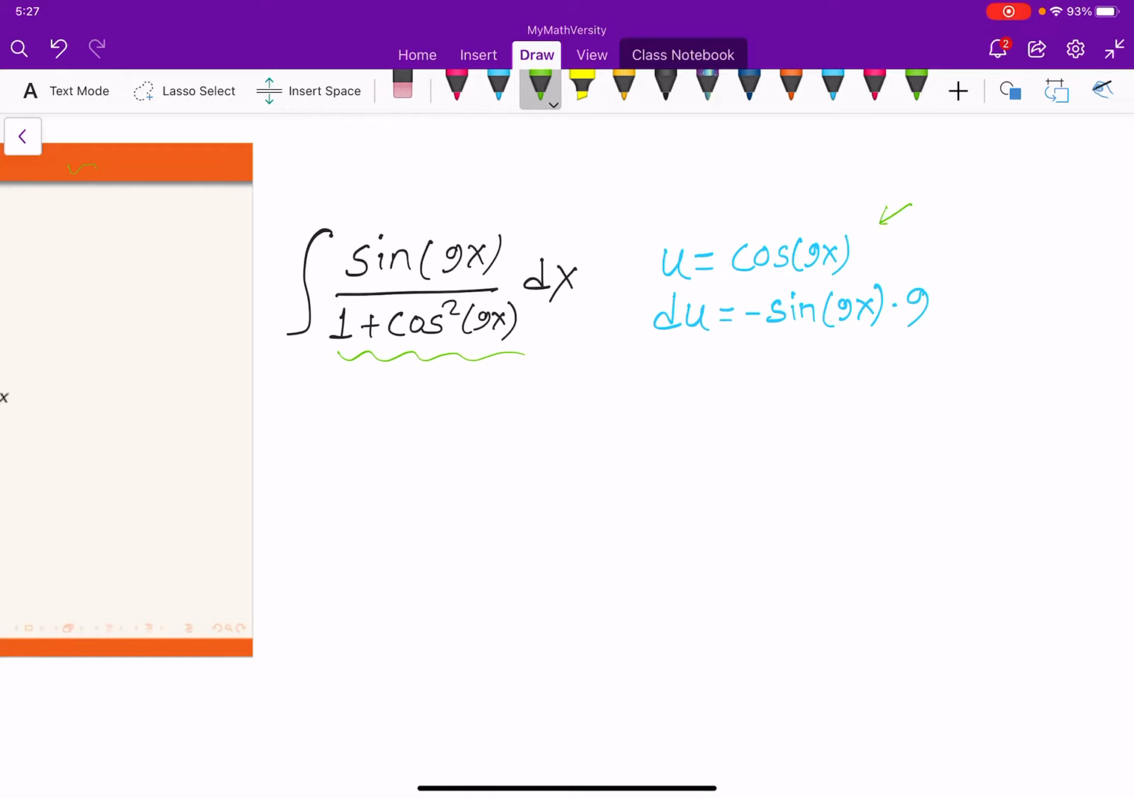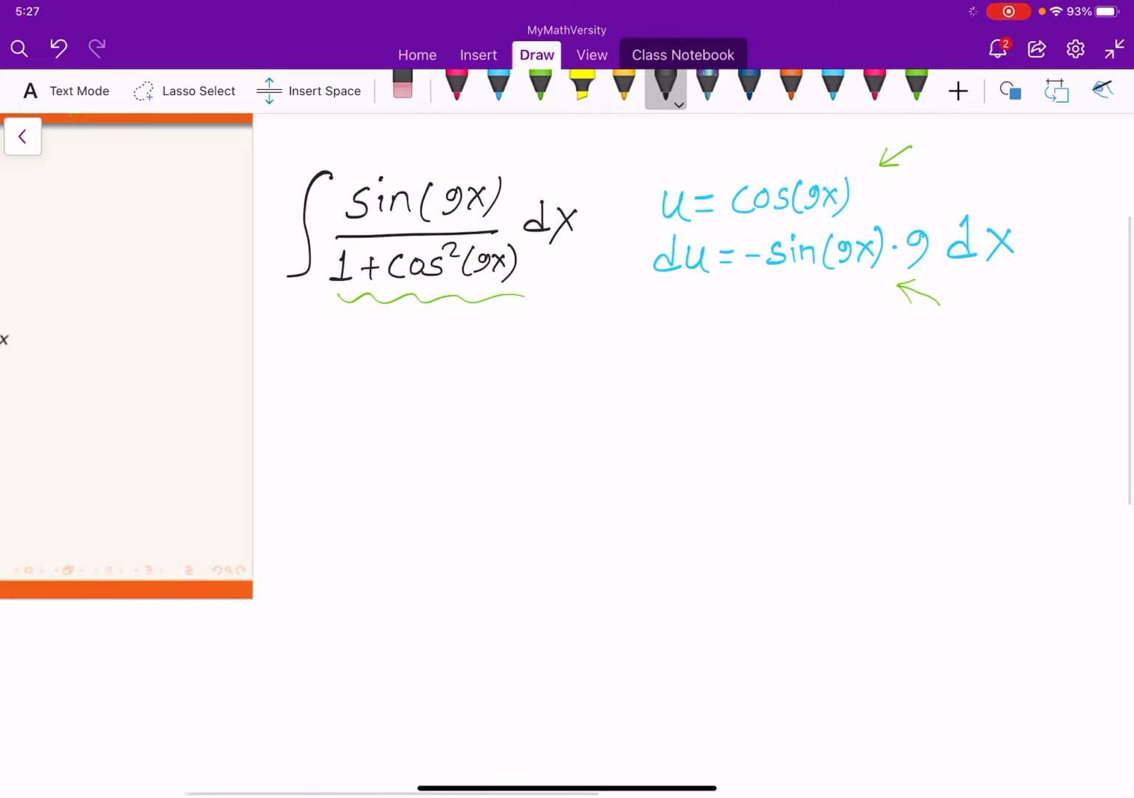What I have done here is try cosine of 9x, and when I do that, the differential du is negative 9 times sine of 9x, multiplied by the differential dx. Let's use this substitution in our problem to see if we get a simpler integral. At the bottom, with u equal to cosine of 9x, we have 1 plus u squared. And at the top, we have sine of 9x times dx, which is similar to what we have over here.